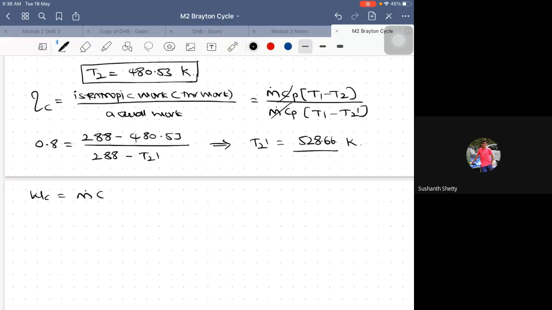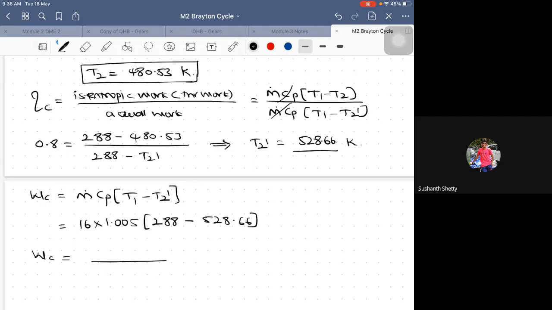It is m dot Cp, initial minus final. 1 to 2 is the process. So T1 minus T2. Now, since the efficiency of compressor is given, it is dashed. m dot is how much? 16. Cp value is how much? 1.005 into 288 minus 528.66. Now, we have matched the unit in the previous step, so no need to match it again. So whatever you get would be in kilowatts directly.